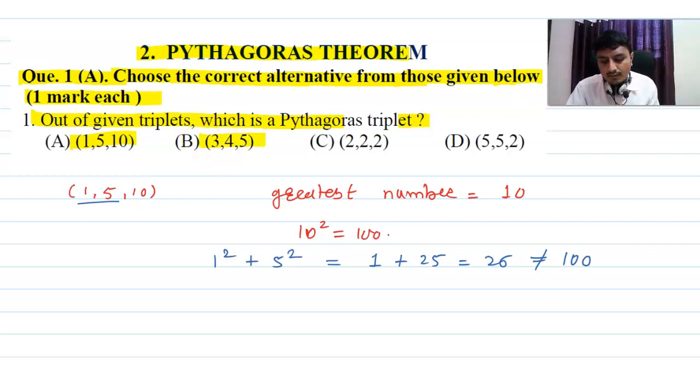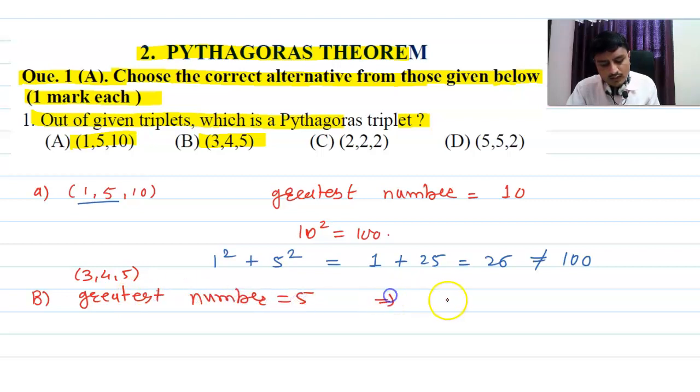Look at the next one. We have 3, 4 and 5. Among them we write the greatest number at the start. So this is for choice A. Now we are going to discuss choice B. The triplet we have is 3, 4, 5. Among them, we write at start the greatest number. The greatest number is 5, whose square is 25.